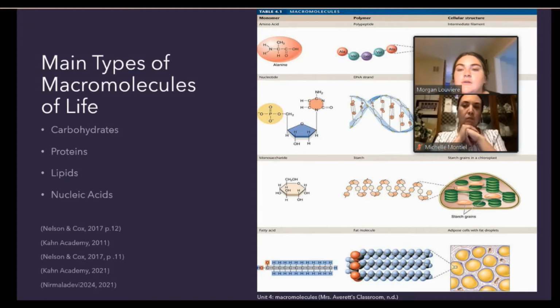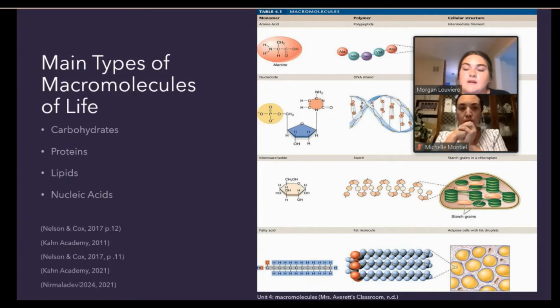So the first macromolecule we're going to discuss are carbohydrates. Carbohydrates are made up of simple sugars, which are also known as glucose, and they are used by the cells for quick available energy. And proteins, they are made of amino acids and they're used in DNA replication. They're also used in cell signaling and cellular transport. They speed up reactions and they form cells and tissue structures.